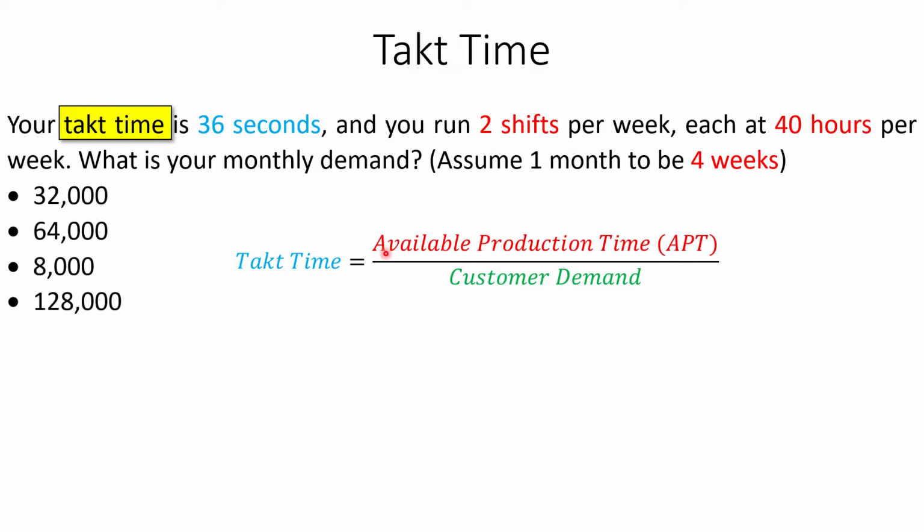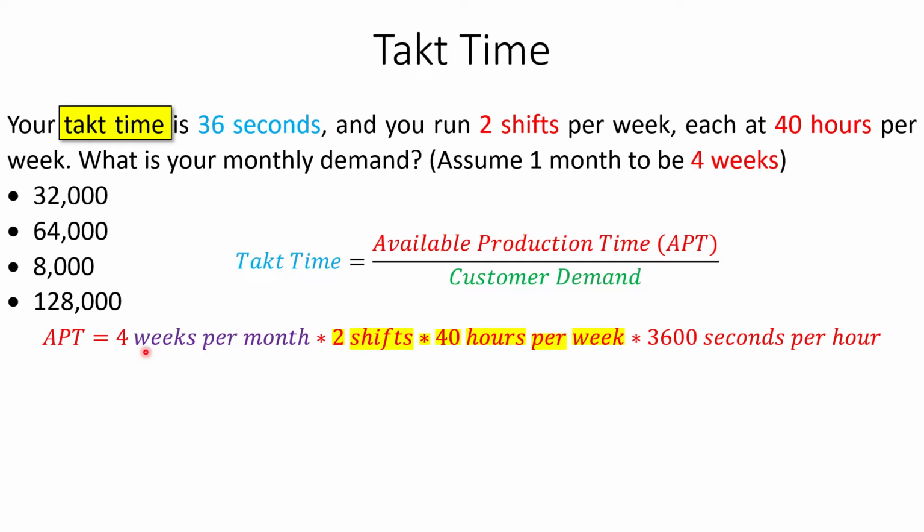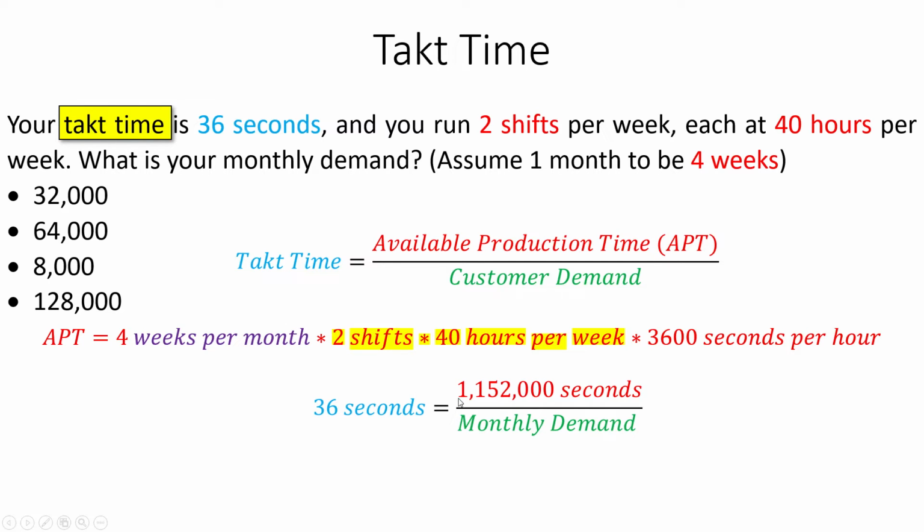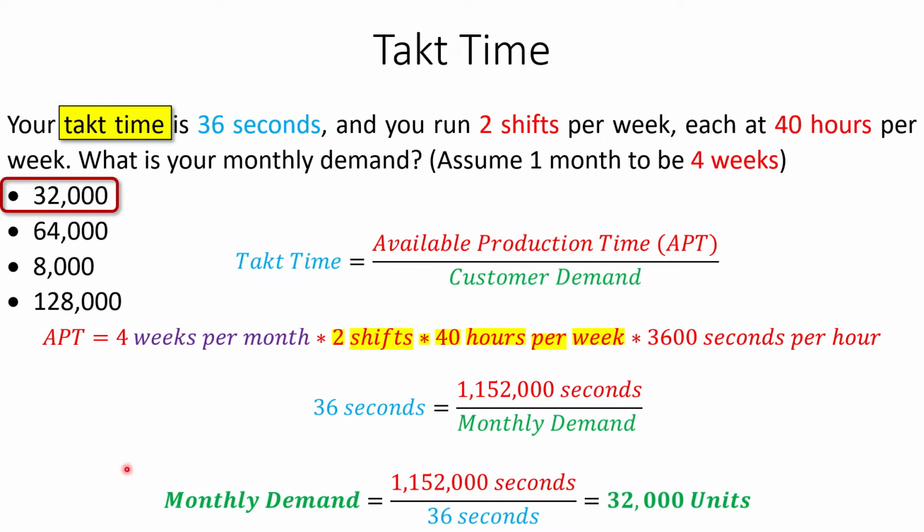So let's now calculate the available production time. 4 weeks per month, we're told to assume that, times 2 shifts per week, times 40 hours per week, times 3,600 seconds per hour gives us an available production time of 1,152,000 seconds per month.